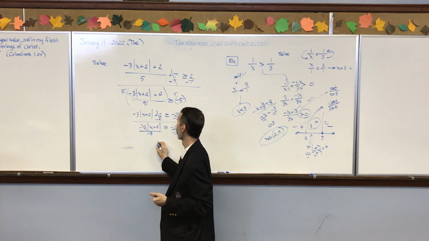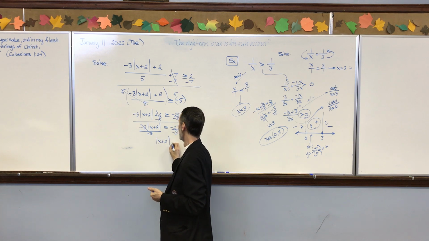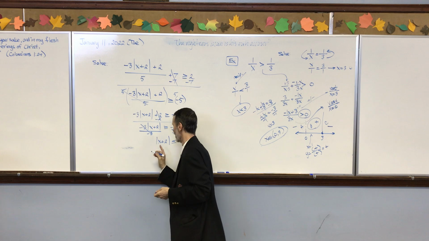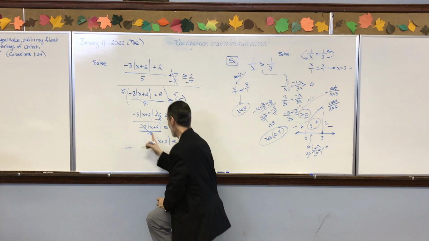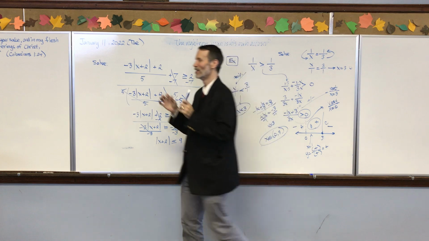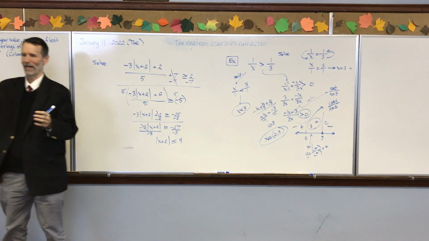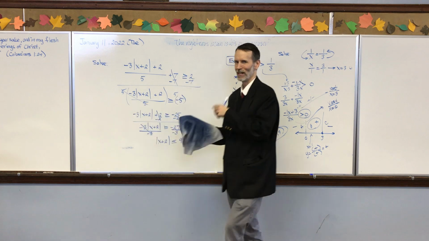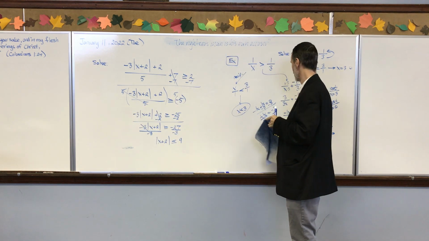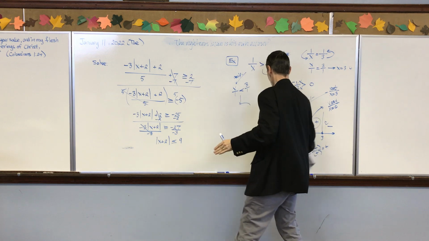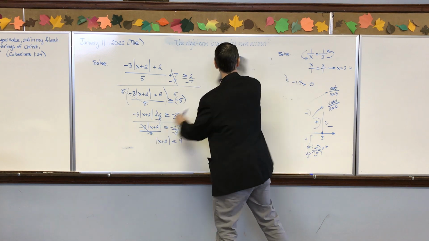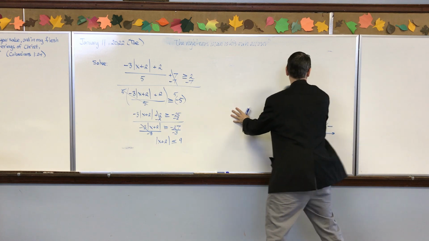Tell me what you have so far. Absolute value of x plus 2 is less than or equal to 9. Good. The absolute value is still there. A lot of people are tempted to just drop the absolute value signs. You can't. Not until you do what? How do you actually tear down absolute value? What technique is it? Splitting. Exactly. Let's see what that looks like. Get rid of this.